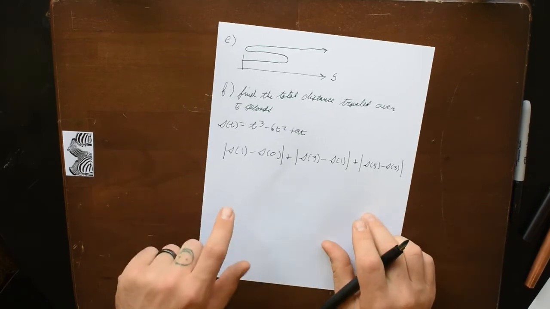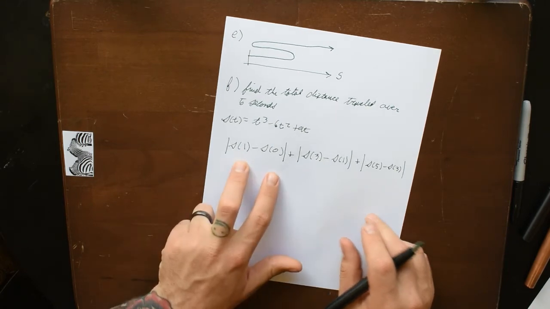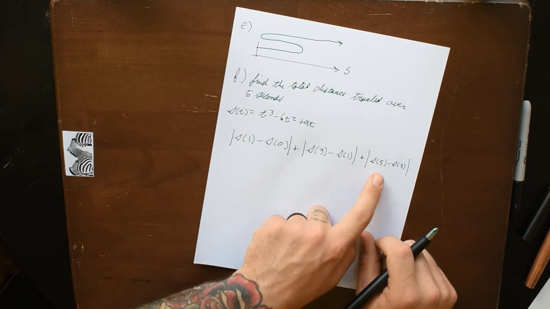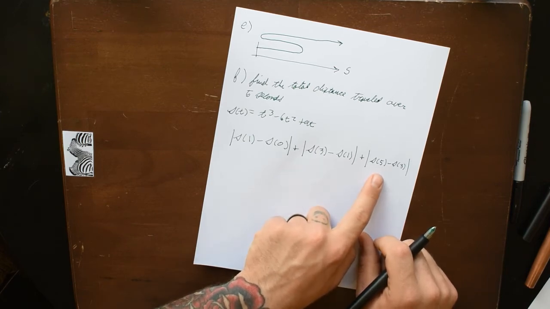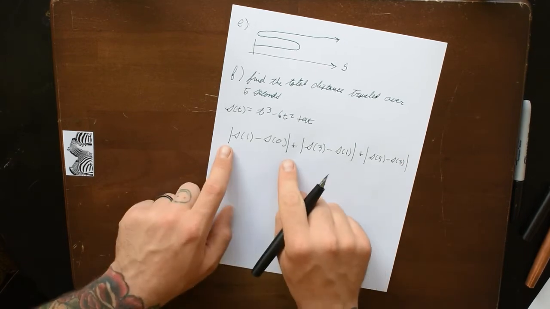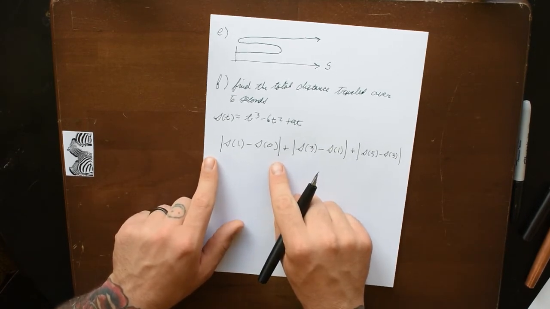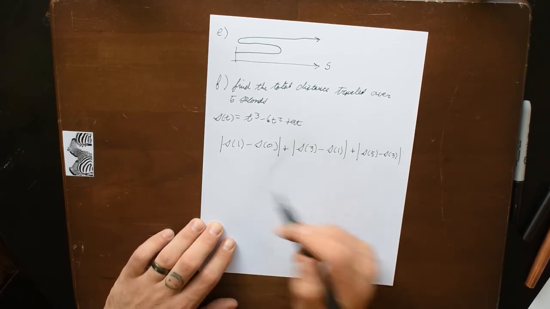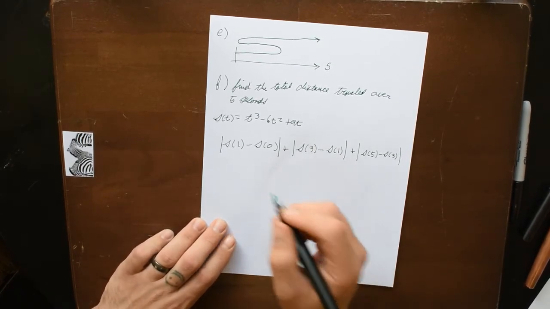We want to figure out how far it traveled over that time interval, how far it traveled over that time interval, and how far it traveled over that time interval. The reason why we're taking absolute values is because we want the total distance, and distance is always positive. Okay, so let's go through and calculate these values.